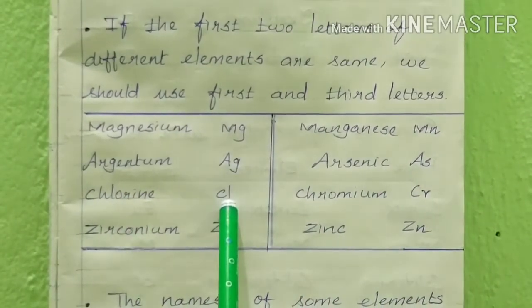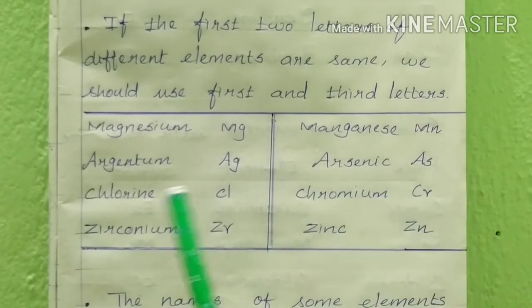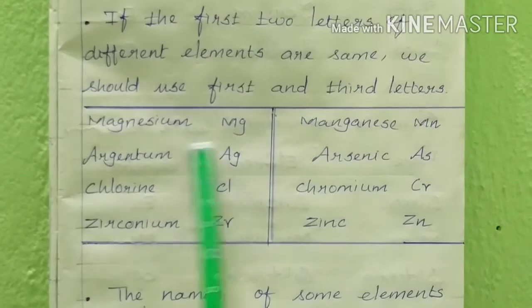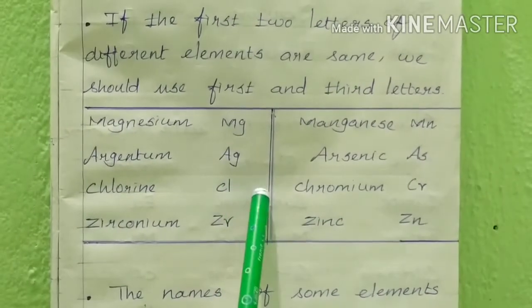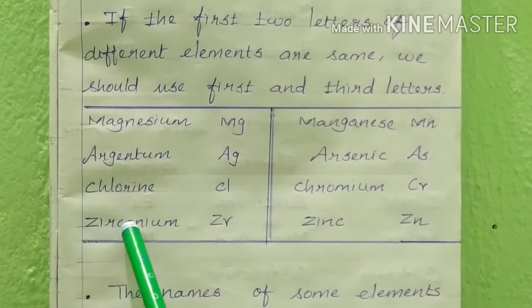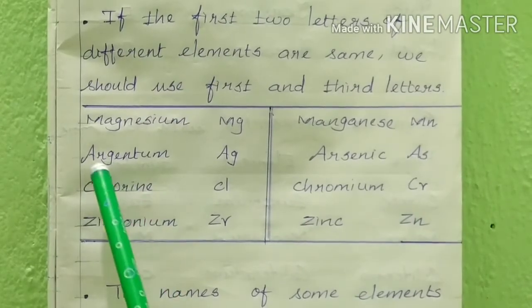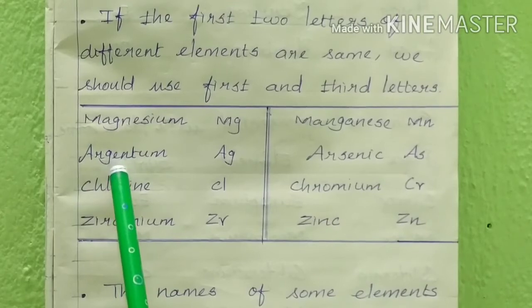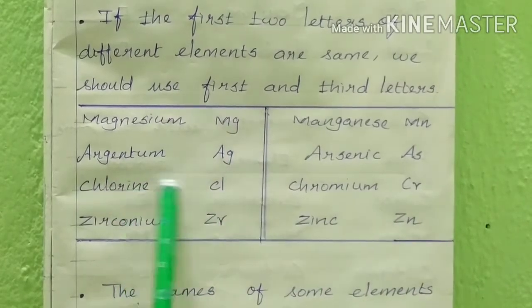Like this, argentum Ag, arsenic As, chlorine Cl, chromium Cr, zirconium Zr and zinc Zn. For these elements, to denote their symbols, we have taken the first and third letters. Why? Because the first two letters are the same. So we have taken the first and third letters to denote the symbol of these elements.